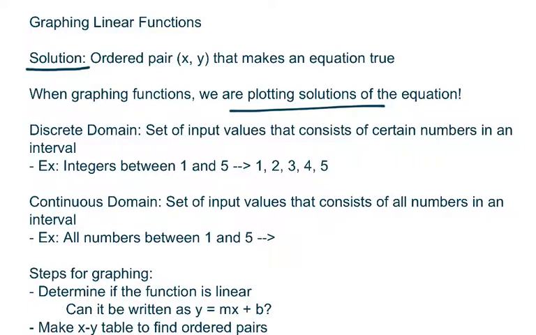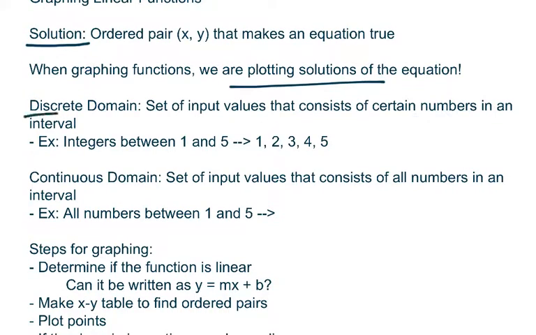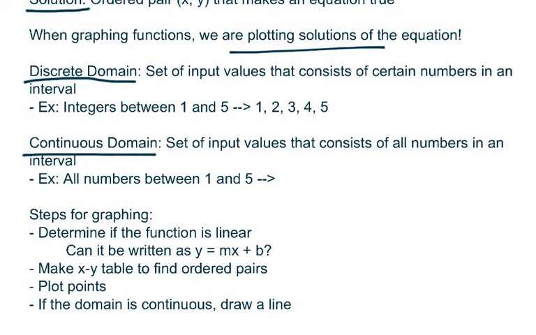Okay, and we've got two different types of domain. Remember, domain from section 1 is all the input values. Okay, so we've got two different types. We've got discrete domain and we have continuous domain. All right, so the difference. Discrete domain is a set of input values that consist of certain numbers in an interval. For example, the integers between 1 and 5, which would be 1, 2, 3, 4, and 5. These are like things you can count. So I'm going to write countable right next to the example, right underneath the definition, okay? Discrete domain is something you can count, like integers or tickets or bottles or balls or dollars or something like that. It's something you can count.